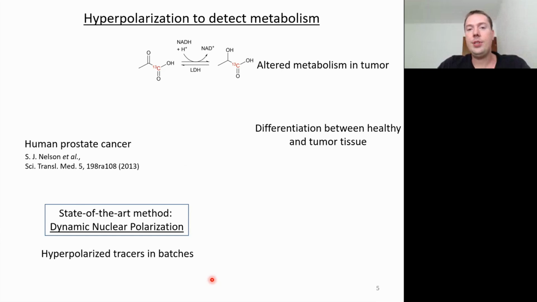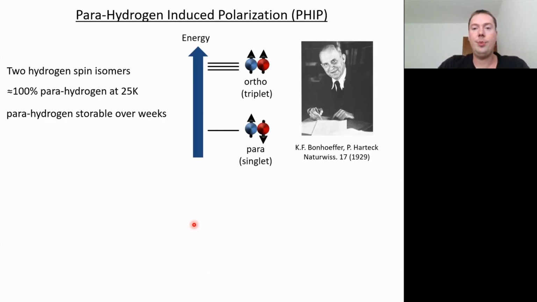And what got me really interested was then the phenomenon of parahydrogen, because parahydrogen allows you to create polarization very quickly, and somehow has the promise that you eventually can produce continuously very highly polarized samples. So parahydrogen, the spin isomer, was originally proven to exist by Carl Friedrich Bonhoeffer, which you see on the right side here. Something like over 90 years ago.